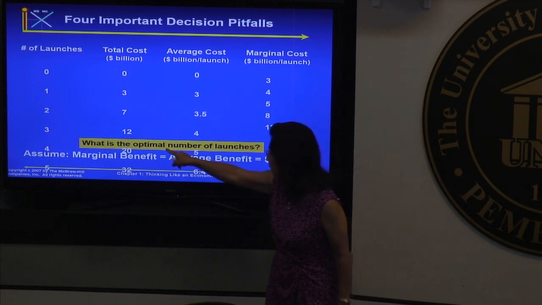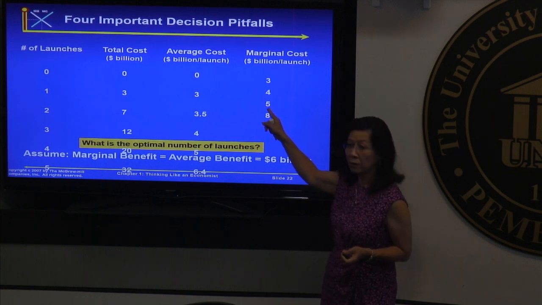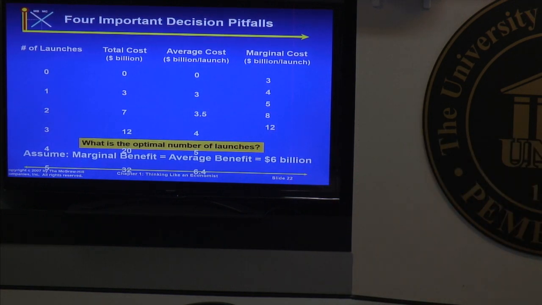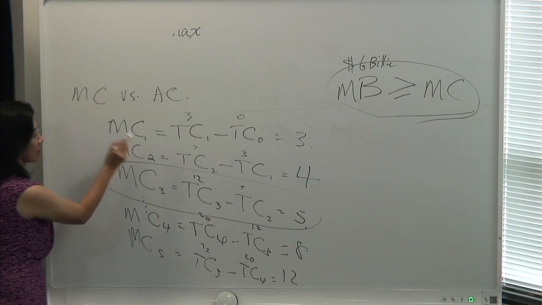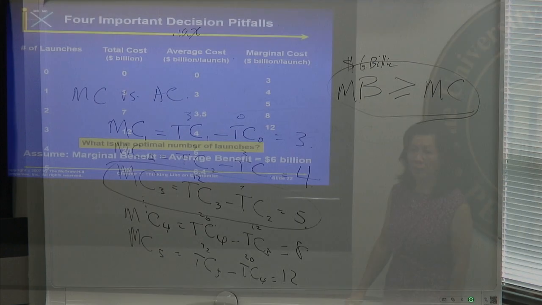have to answer this question, what is the optimal number of launches? So go back, remember this is a marginal cost of the third unit. So the answer is 2. I'm sorry, the answer is 3. One more time, the answer is 3, because it's the third one. Not 2, the answer is 3.